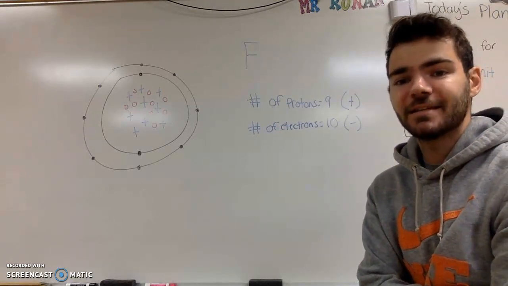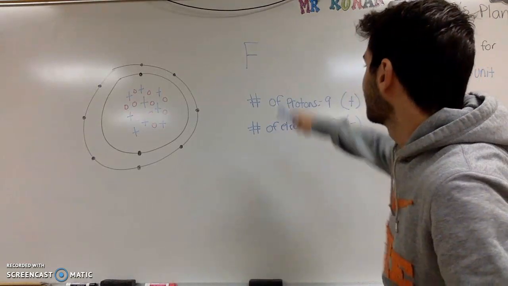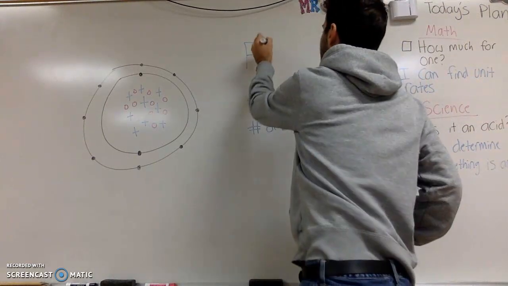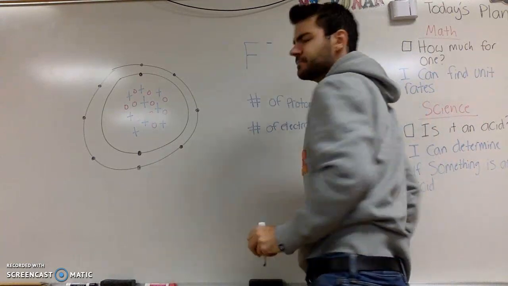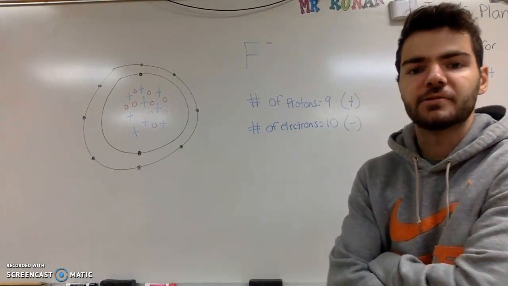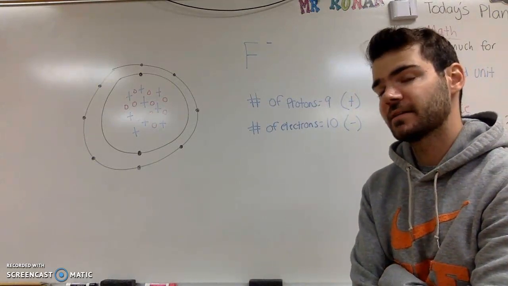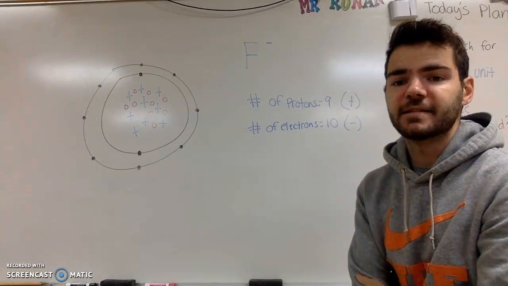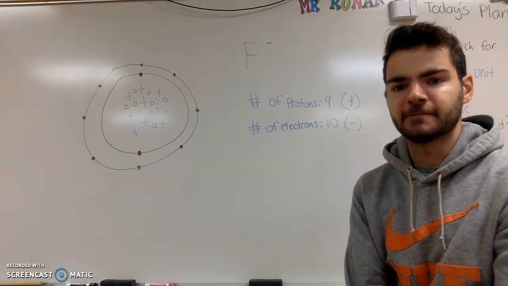So how I would indicate that is I have my element symbol right up here. It says F. I'm going to put a negative sign, or minus sign, right at the top, right? So that means F negative, or fluorine negative. That means, okay, that fluorine is a negatively charged ion.